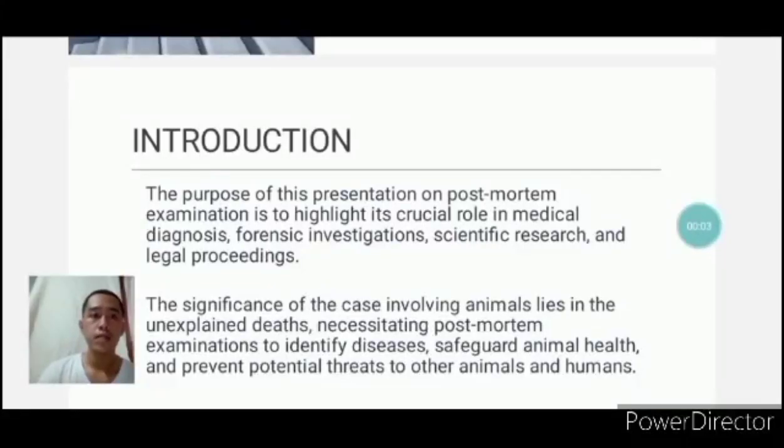The purpose of this presentation on post-mortem examination is to highlight its crucial role in medical diagnosis, forensic investigation, scientific research, and legal proceedings. The significance of the case involving animals lies in the unexplained death necessitating post-mortem examination to identify diseases, safeguard animal health, and provide potential traits to other animals and humans.